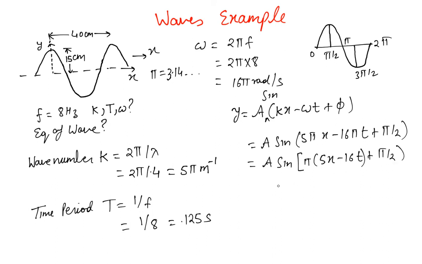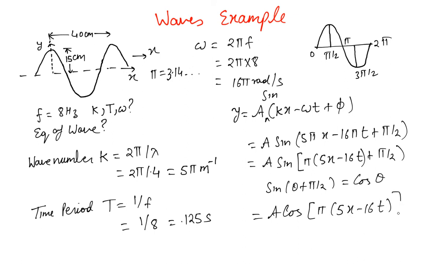Now we know sine of theta plus pi over 2 is cos theta, so this becomes A cos of pi times 5x minus 16t. You see, this is telling us the wave is moving forward in the x direction. Okay, so these are the basic elements of a wave which is traveling forward.